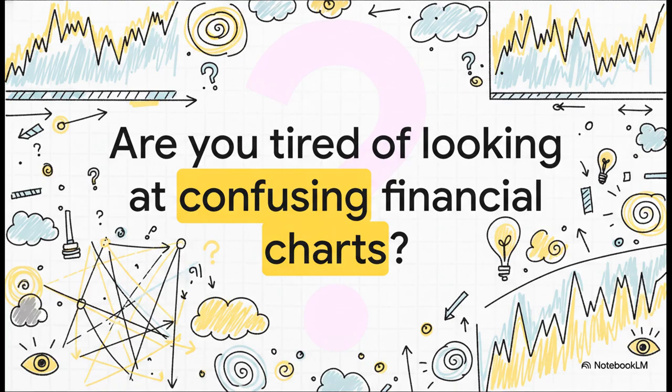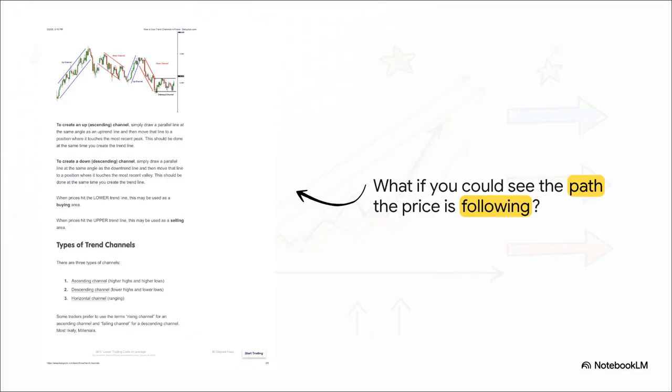Okay, let me ask you something. Do you ever just stare at a price chart and it looks like a random, jagged mess? Yeah, you are definitely not alone. It can feel totally impossible to figure out where the price is headed next. But what if there was a way to see the actual road the price is traveling on? A way to map out its potential path, making those ups and downs look a lot less random and a little more predictable? Well, that's the whole idea behind trend channels.